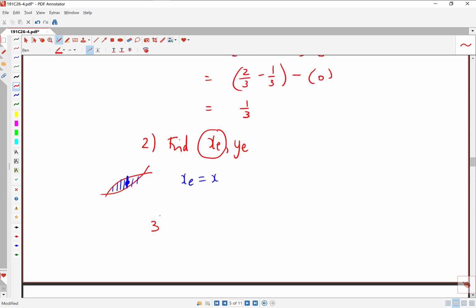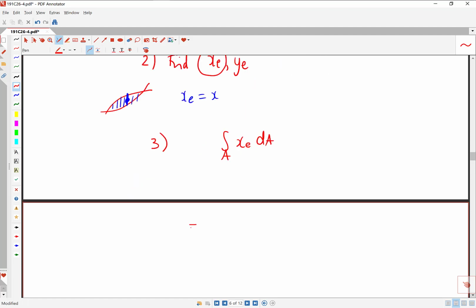Okay, and then step 3, we're going to compute the integral of x sub e times dA, and we're going to be integrating over our entire area A. So in plugging into this integral, there are 3 things we're going to think about. We'll think about what numbers need to go on to the integral. We'll think about what is x sub e, and we'll think about what is dA. So x sub e, we just figured that out in step 2, it's just x.